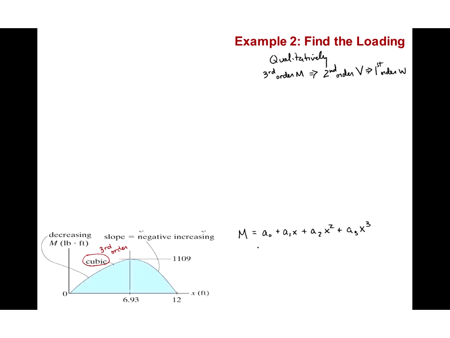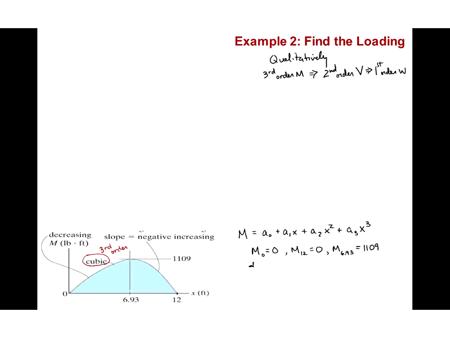And I won't go through the details here, but I'll leave it as an exercise for you to show that if we know the following, M at x equals 0 is equal to 0, we can see on the graph at this point. We also know that M at x equals 12 here is also equal to 0. And we know that M at x equals 6.93 is equal to 1109.